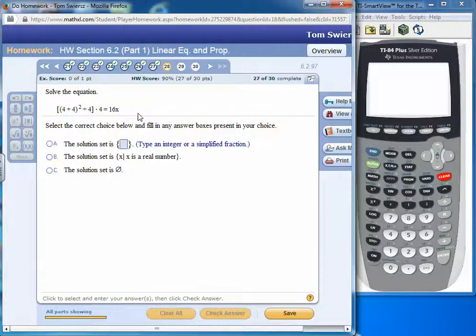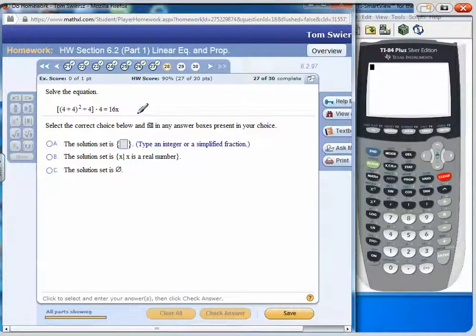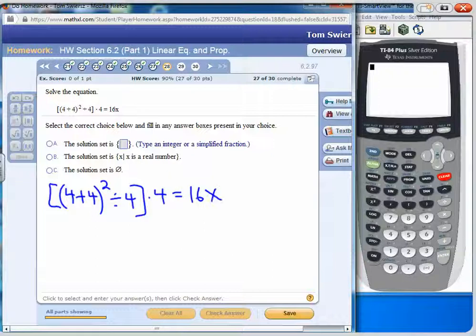Homework exercise number 28. Now again, on the left side, we just have a bunch of order of operations. We've got to do multiplications and divisions and so on according to order of operations. Here again, you can use your calculator. Nothing too difficult. First in order of operations, parentheses, so 4 plus 4 is 8. 8 squared, divided by 4 times 4.